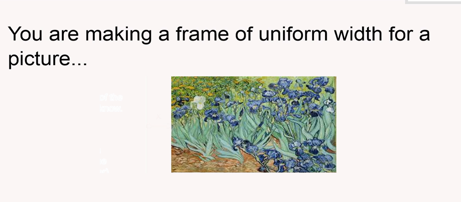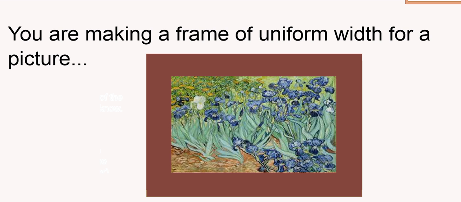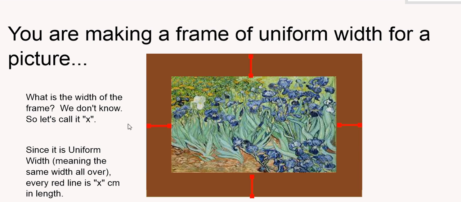You are making a frame of uniform width for a picture. So here's a lovely picture. And if we put a uniform frame around it, it would look something like this. And that's what we're looking for, a frame of uniform width. So uniform width tells us that all of these red markings, the width of the frame, need to be the exact same width. So what is the width of the frame?